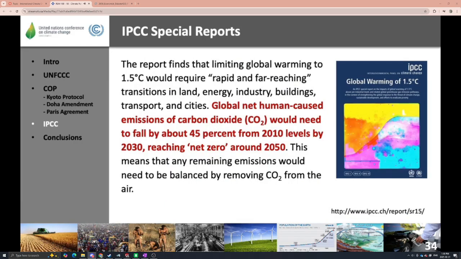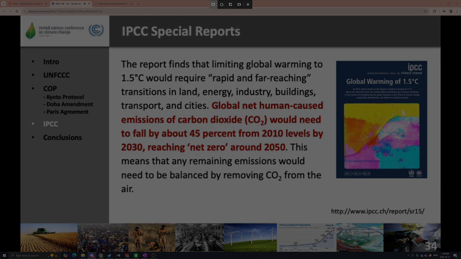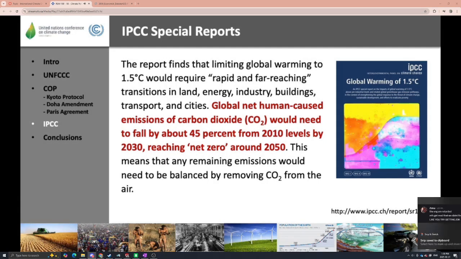In addition to the regularly released assessment reports, the IPCC also publishes special reports on specific topics. For example, in response to the goals stated in the Paris Agreement, the IPCC published a report in 2018 that examined what would be required to limit global warming to 1.5 degrees Celsius. As you can read on this slide, it will take substantial actions. The report states, quote, global net human-caused emissions of CO2 would need to fall by about 45% from 2010 levels by 2030. That's only 10 years from now, reaching net zero around 2050, end quote.